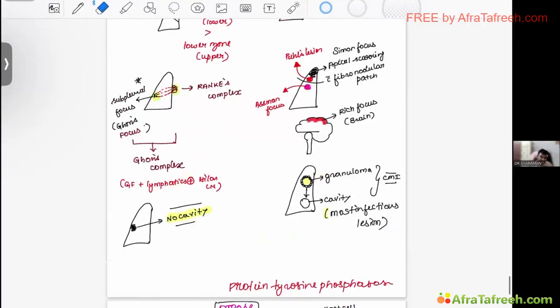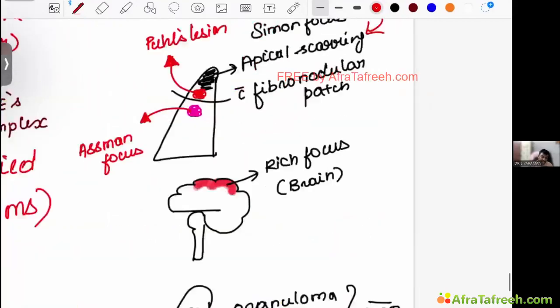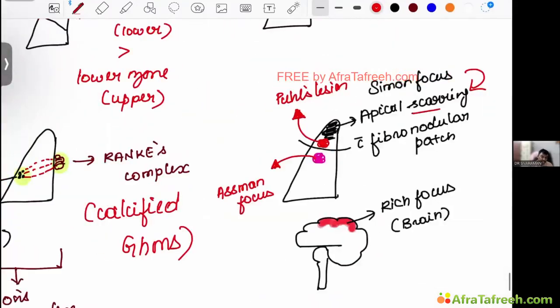Ranke's complex is a calcified primary complex. Calcified Ghon's focus. Pulse is an apical tuberculosis above the level of clavicle, called the Pulse lesion. It's an apical tuberculosis above the level of clavicle. Simon, so you see here what I have written, apical scarring. Whenever it is scarred with a fibronodular patch, then it is called a Simon focus.